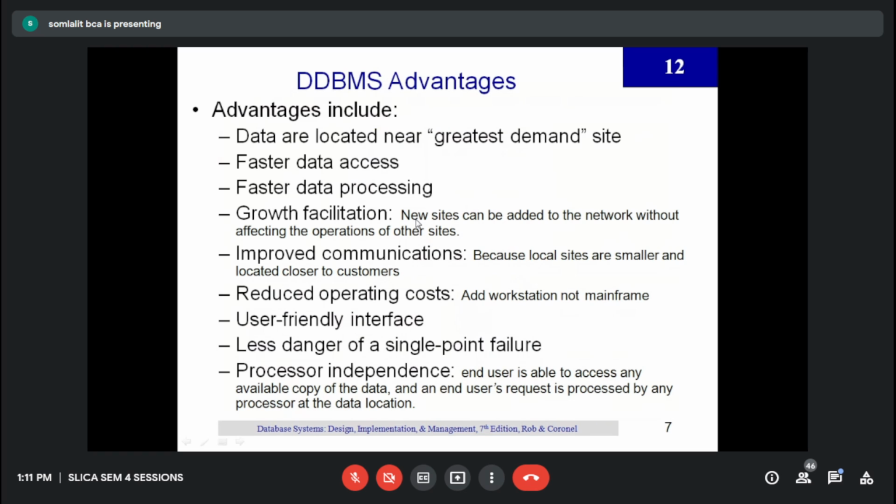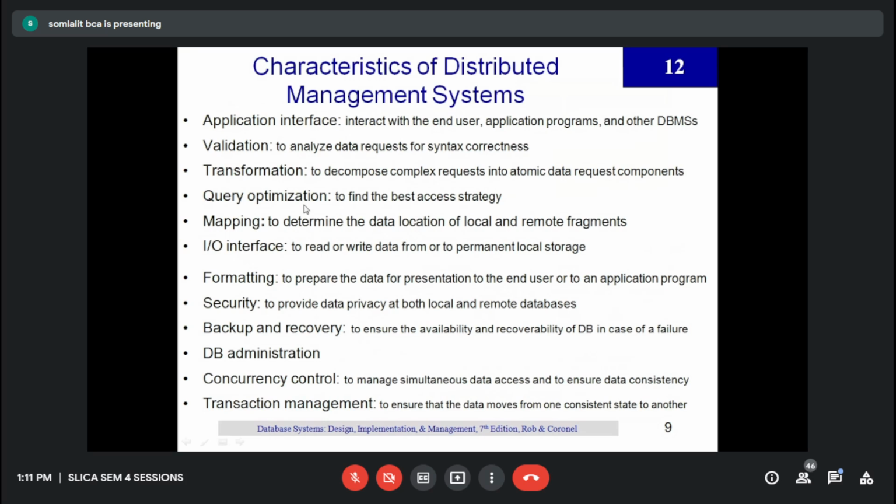Advantages and disadvantages we have already seen. Now let's talk about some of the characteristics of distributed database system. So first is the application interface. What do you mean by application interface?